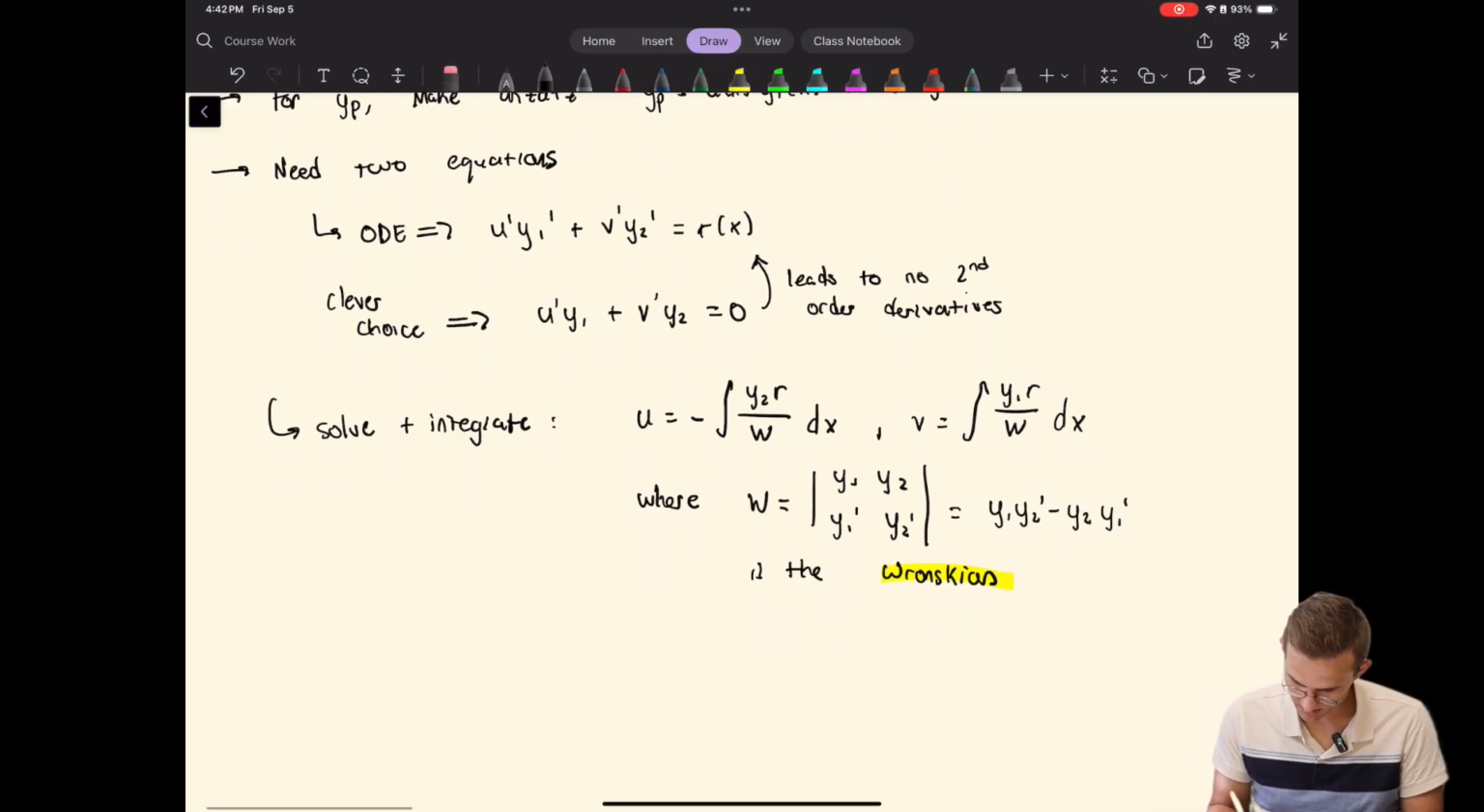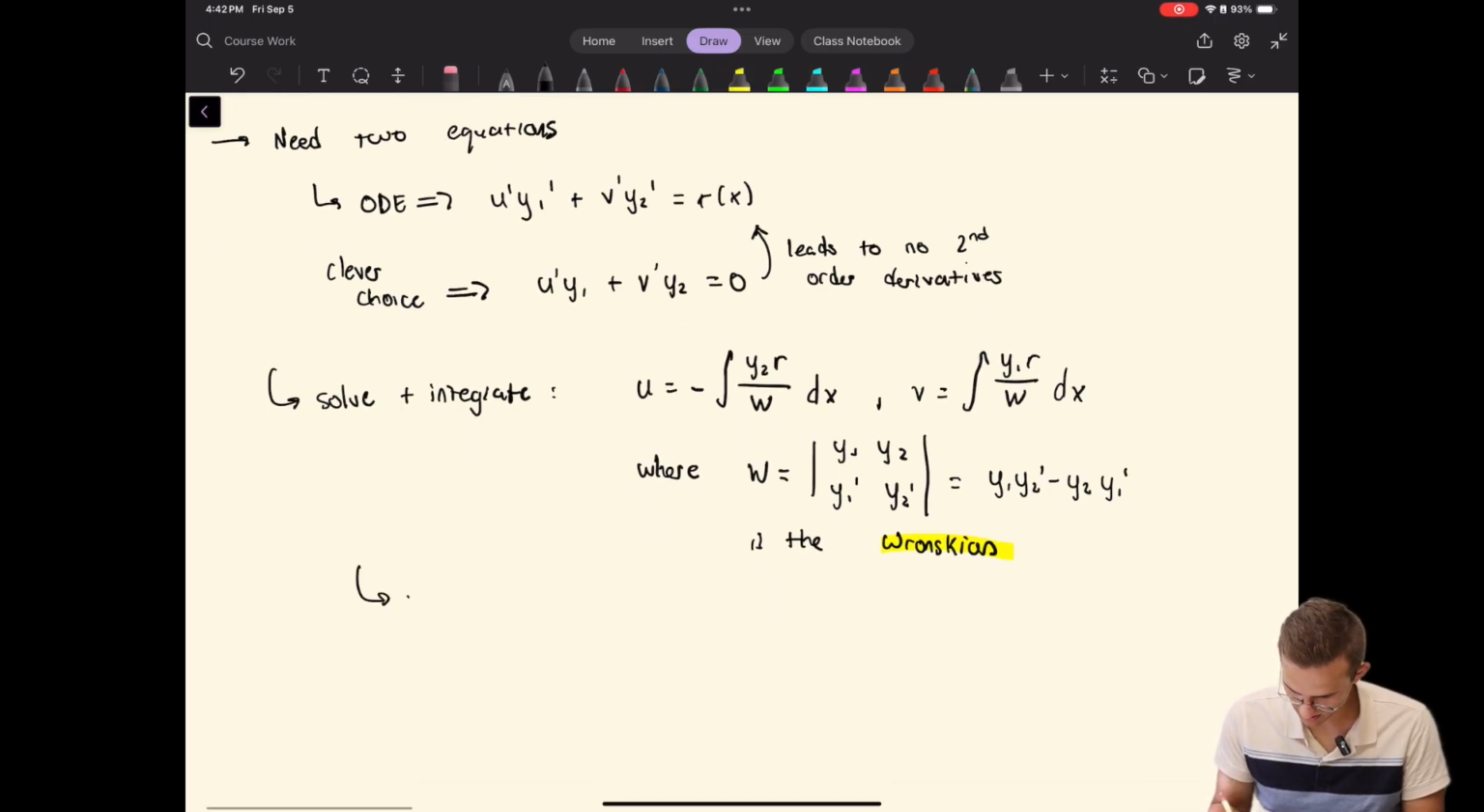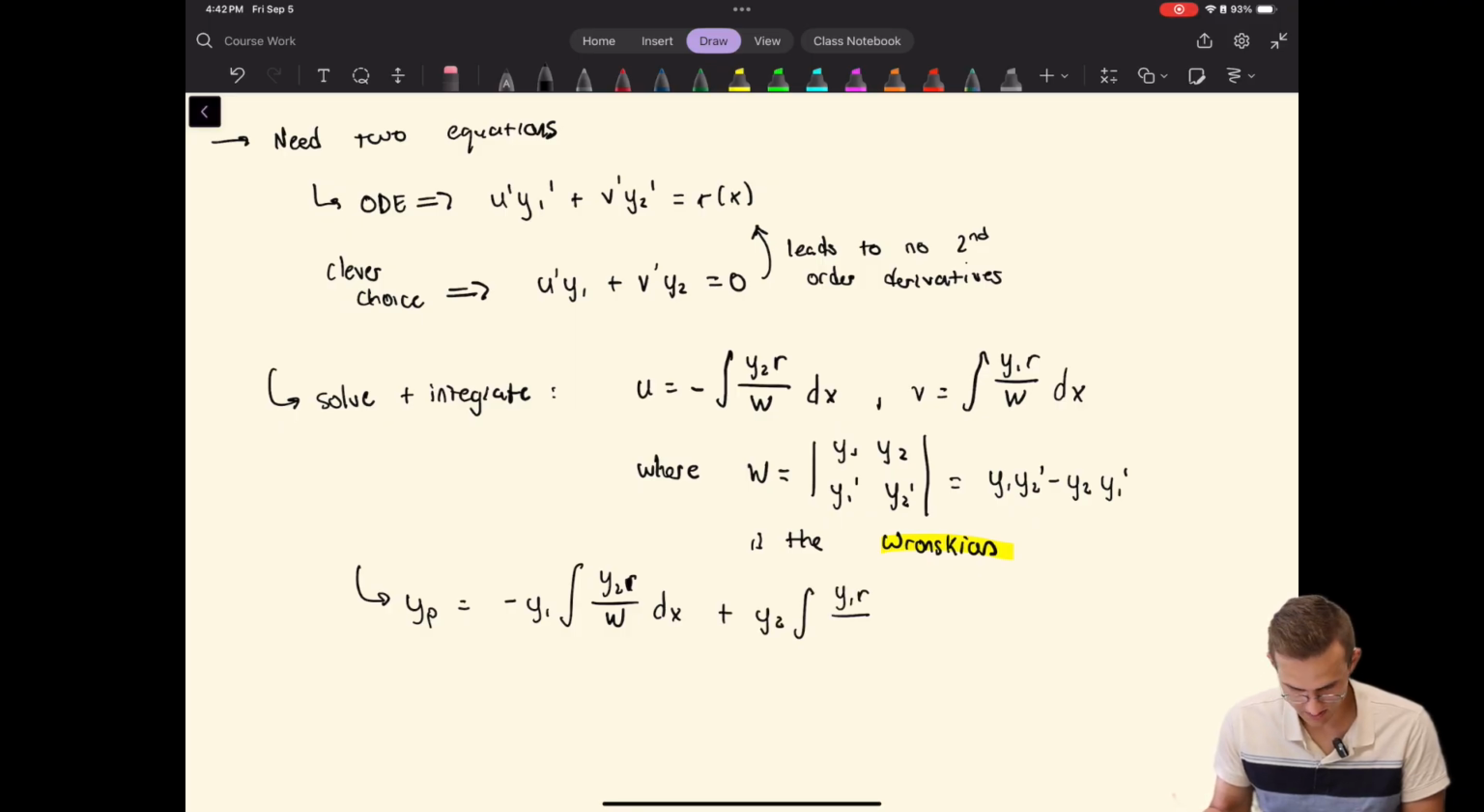So then yp becomes minus y1 times the integral of y2r over w dx plus y2 times the integral of y1r over w dx.